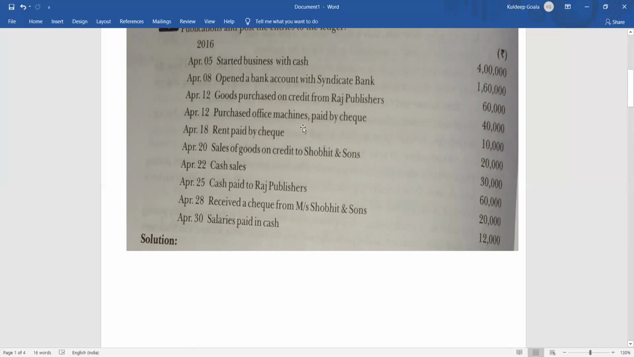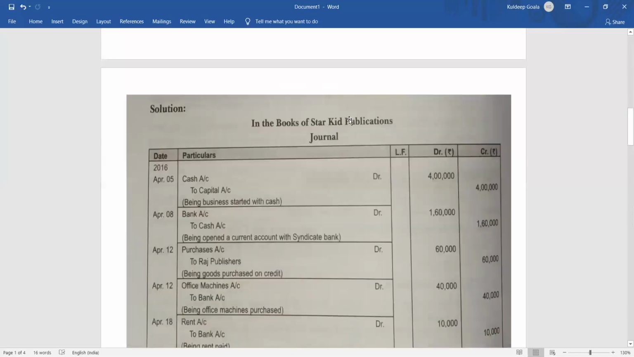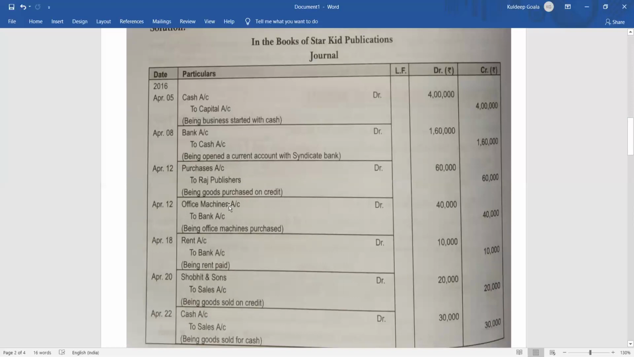Purchased office machine. What is the payment? How is the payment made? Payment made by check, right? So office machine will be debit, and check means the bank account is paying. So money goes out from the bank, credit, right? So what will happen? Office machine account debit to bank account. You can also write office equipment. Clear? So here we are mentioning it as office machine. So office machine account debit to bank account.